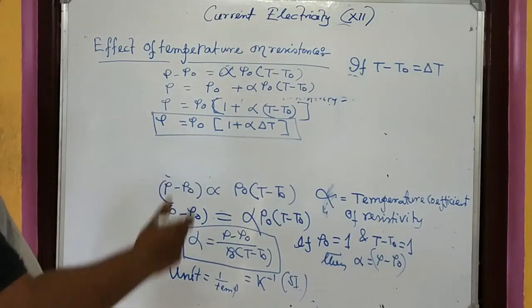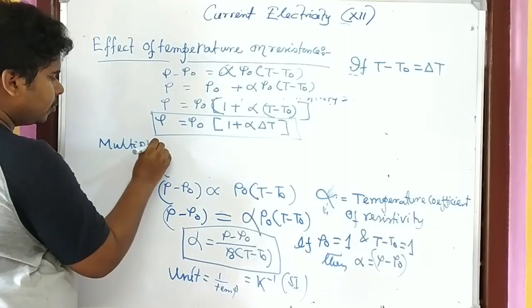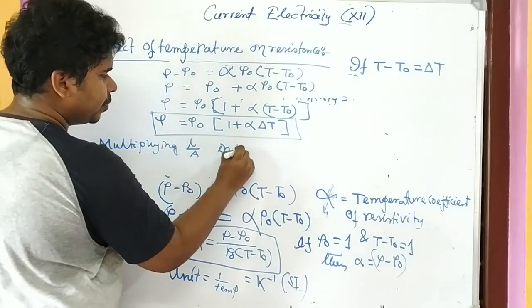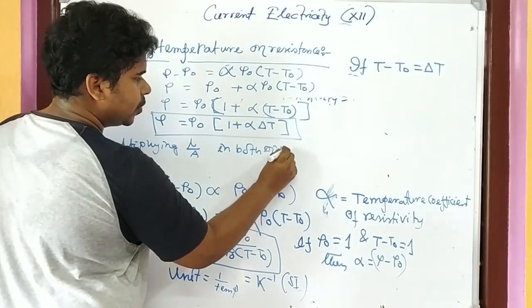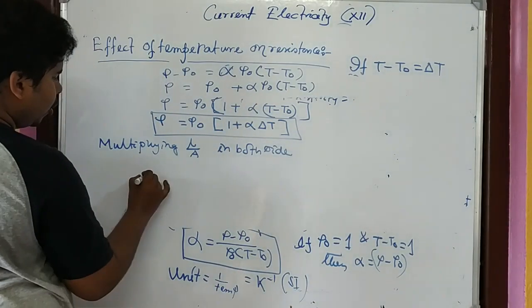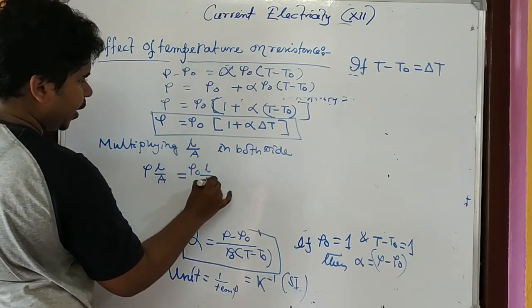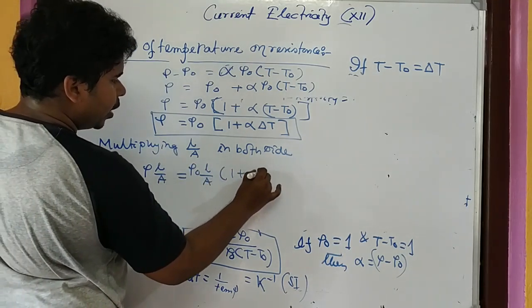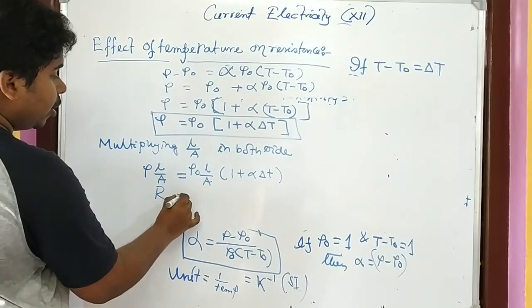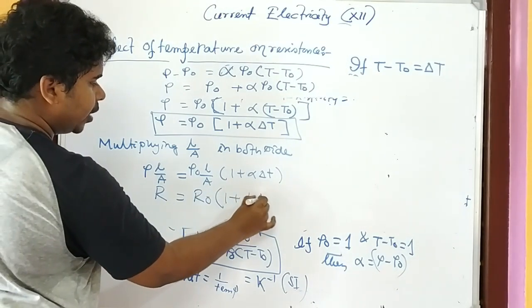If you multiply both sides by L by A, what will we get? We get rho L by A equals rho 0 L by A into 1 plus alpha del T. It is as it is. Rho L by A means R, and rho 0 L by A means R0, so R equals R0 into 1 plus alpha del T.